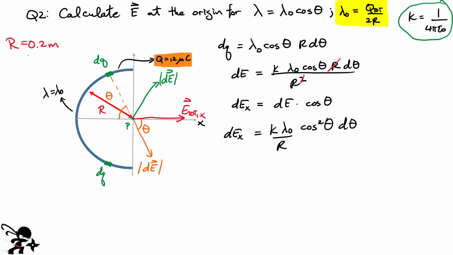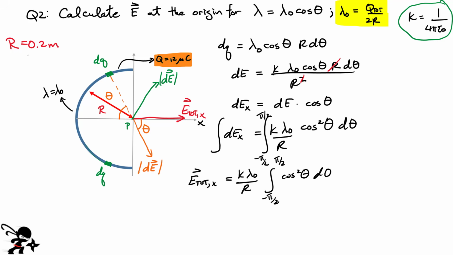Now, all you have to do is add up all of these contributions. If I add them all up, and again, my limits are the same, minus pi over 2 to pi over 2, I'm going to get the total field. So the total field, again, has to be in the x direction. Taking out all the constants, we have k lambda 0 divided by r. Now you have to integrate this more complicated expression because it's a cosine squared theta d theta.